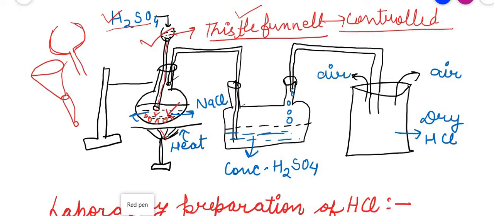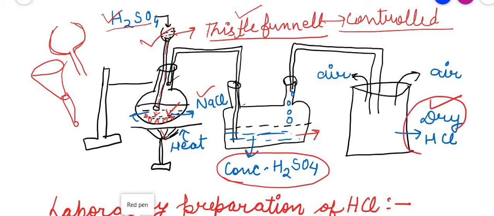That is clear also. And the gas is dried because it must contain some amount of moisture from the NaCl solution or anything else. So the gas is dried when it passes through a washer bottle containing our concentrated H2SO4. So the gas is dried up. That's why we are getting a dry HCl gas here.